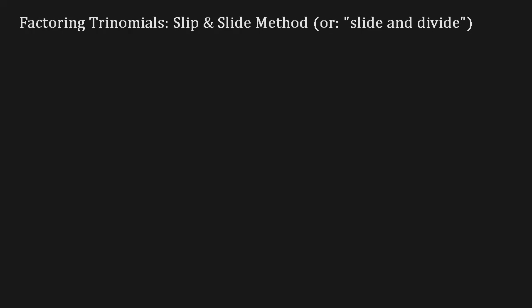In this video, I will be going over a couple of examples of the slip and slide method of factoring trinomials. It's also known as the slide and divide method. This method is great when you are trying to factor a trinomial with a leading coefficient for x squared. So for example, we have this polynomial here where we have 3x squared plus 7x plus 2. This 3x squared makes this pretty hard to factor on its own, so we use the slip and slide method.